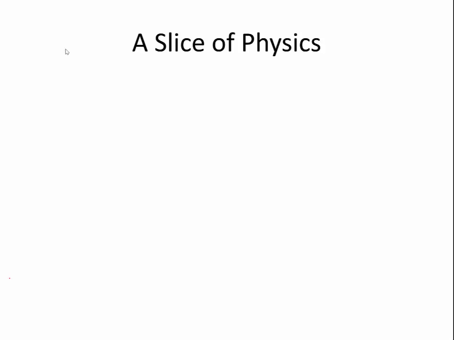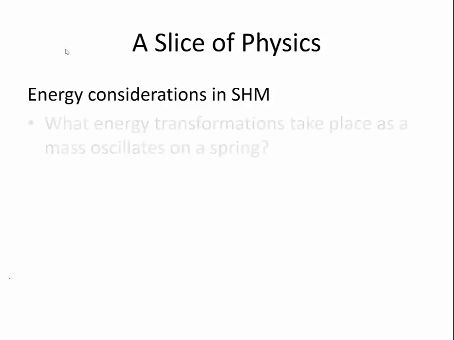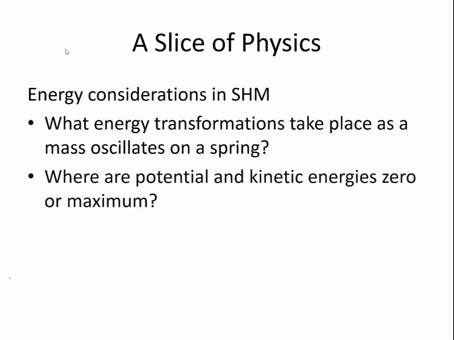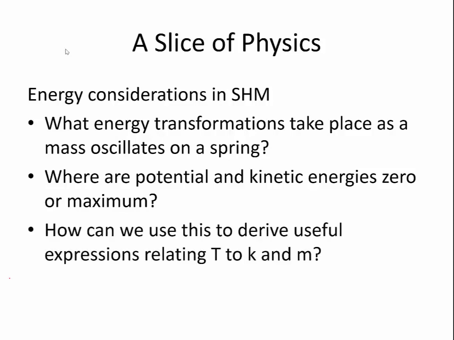With the basics of the simple harmonic motion concepts behind us, let's now take a look at the energy considerations of simple harmonic motion. We're going to understand what energy transformations take place as a mass oscillates on a spring. We will see that potential and kinetic energy exchange with each other, and so we will also take a look at where these two kinds of energies are maximum and where they are zero. And then we will see how we can use this to derive a very useful expression between the period of oscillation, the spring constant, and the mass that's oscillating.